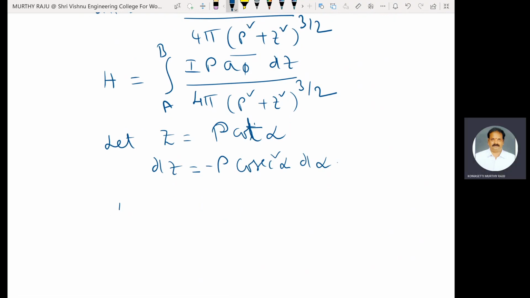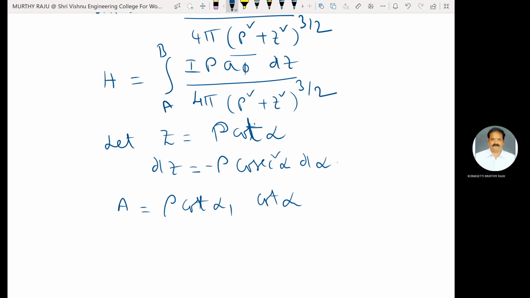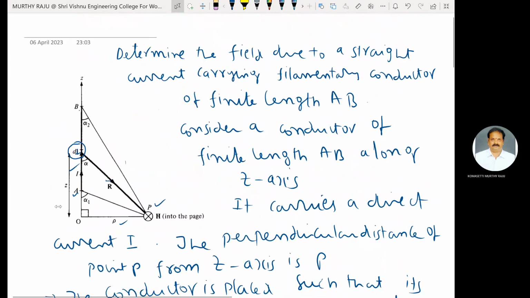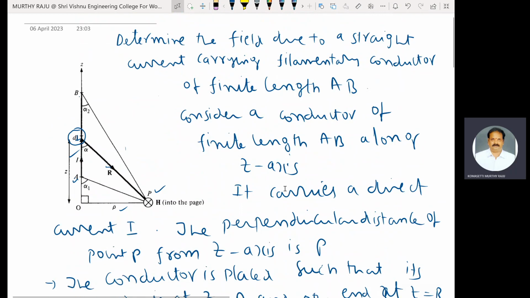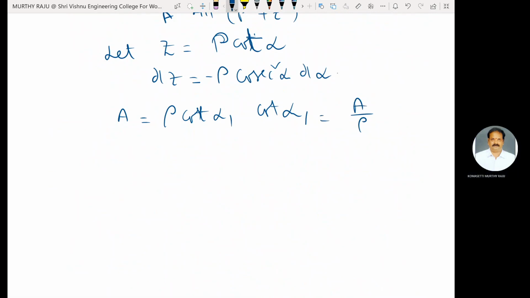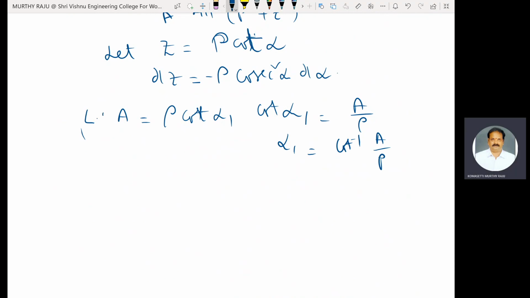For z is equal to a, the lower limit, a = rho cot alpha 1. Therefore, cot alpha 1 = a by rho, making an angle of alpha 1 for z equal to a, as shown in the figure, at the lower end point A. Therefore, alpha 1 is equal to cot inverse of a by rho. This is the lower limit.